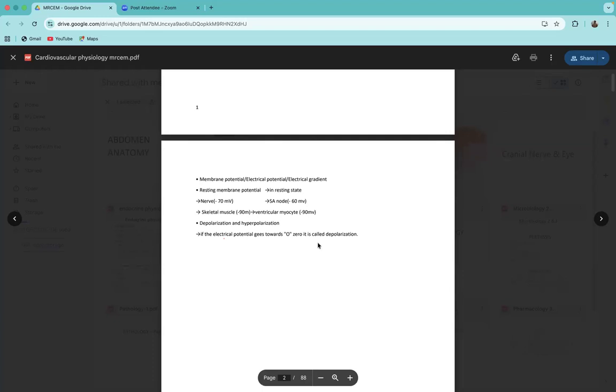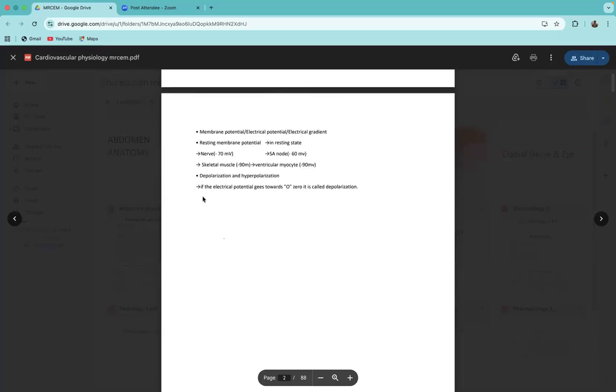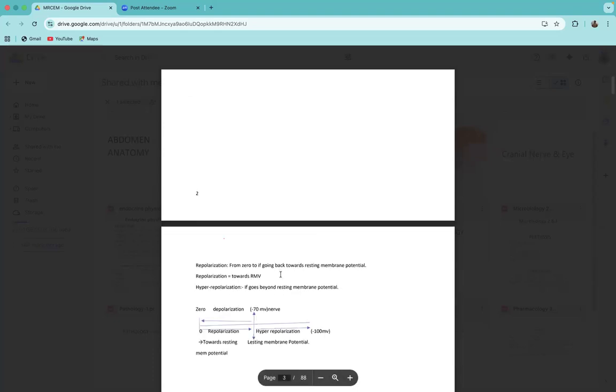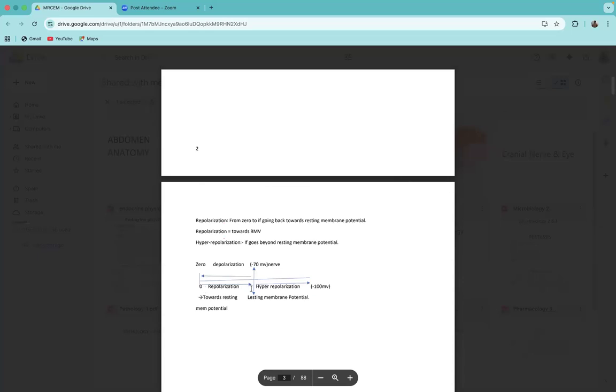All these numbers matter due to the action potential that occurs in any cell membrane, through depolarization and repolarization. After repolarization, when it keeps repolarizing, hyperpolarization occurs. If the electrical potential goes towards zero, that is called depolarization, and when it goes again in the minus direction, that is called repolarization. And when it goes beyond the resting membrane potential, it goes down again and causes hyperpolarization.